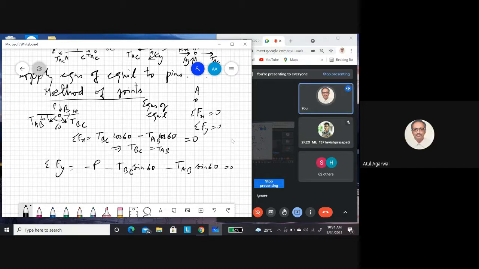Now you know TAB and TBC are the same. So you can say implies TBC times sin 60, which is root 3 by 2. So you have to do twice because it is adding up, is equal to minus P. Is it all right? Implies TBC is equal to minus P by root 3.